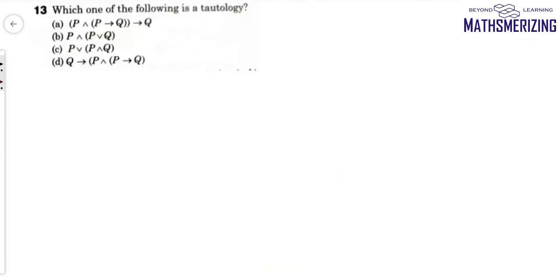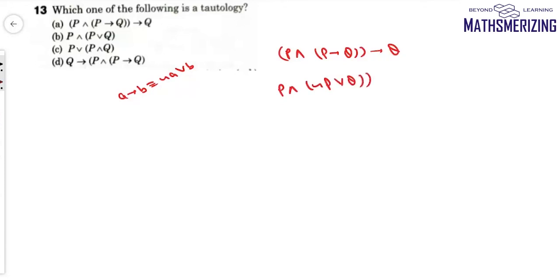Which of the following is a tautology? So we'll start with option number A, and it is P and P implies Q implies Q. So A implies B is not A or B. So I'll write P and this is not P or Q implies Q. So here I'll use distributive law. So I'll write P and not P or P and Q implies Q.